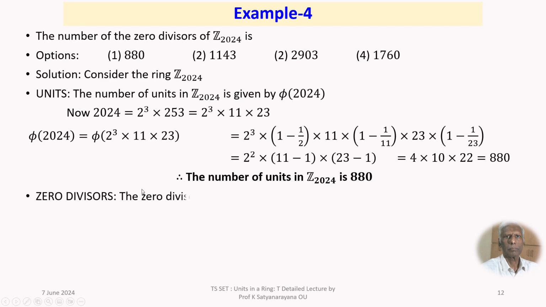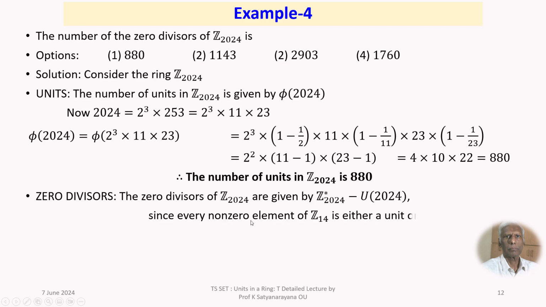Now we talk about zero divisors. The zero divisors of Z 2024 are given by Z 2024 star, the non-zero elements of that, minus the units of Z 2024. And why is it so? Because every non-zero element of Z 2024 is either a unit or a zero divisor. There is a print mistake. It's not Z14, it is Z 2024.